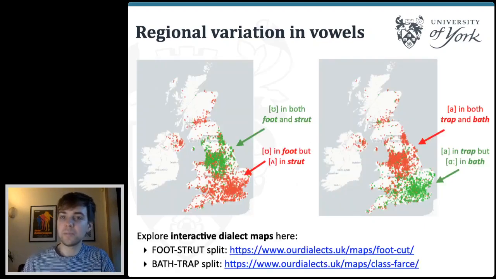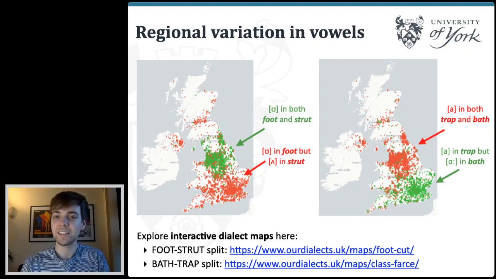So you can see the regional pattern that I just mentioned in these dialect maps. So this is based on recent data, part of a research project that I've been involved in for quite a few years now, where we map dialectal variation across the UK. You can click the links to the maps there if you want to explore them yourself.